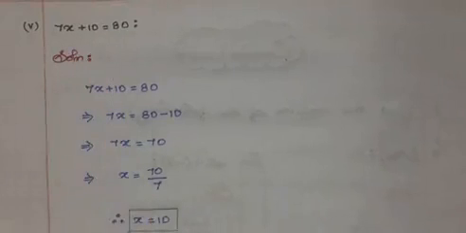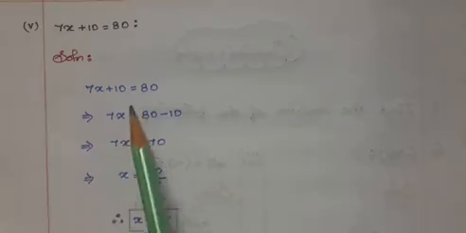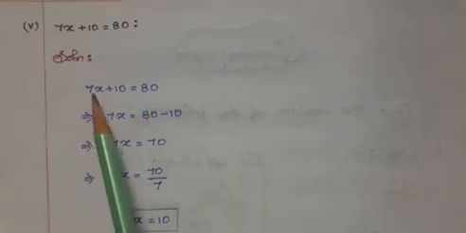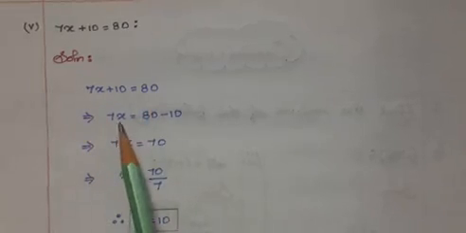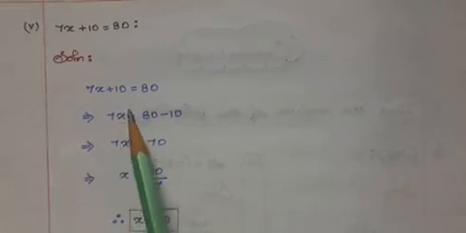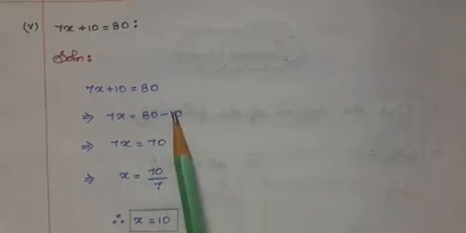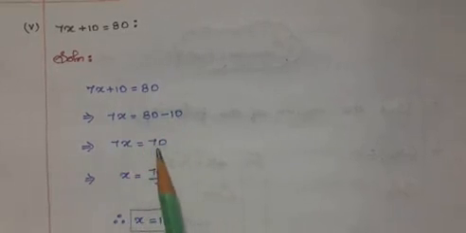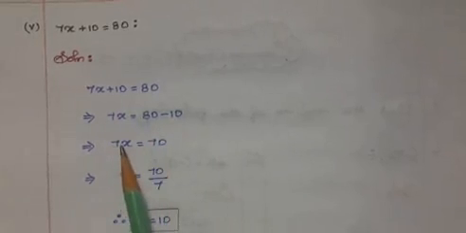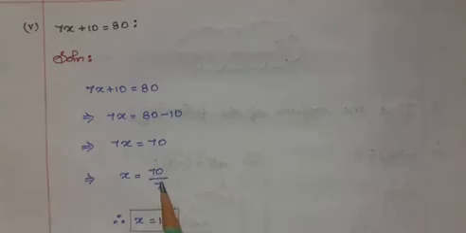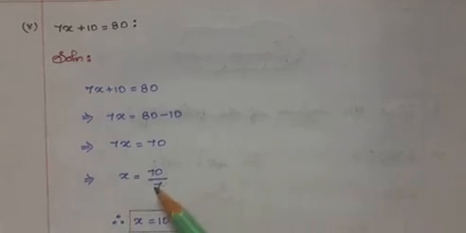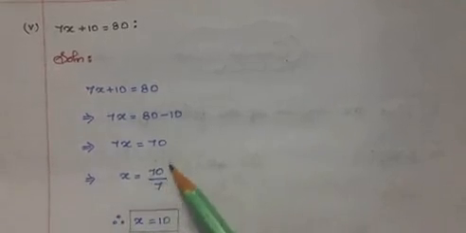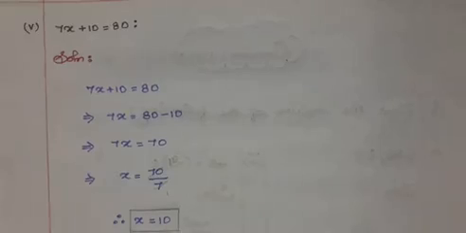Fifth part of the third question: 7x plus 10 is equal to 80. Solution: 7x plus 10 is equal to 80. This implies take the unknown side on the left hand side. So, take this plus 10 to the other side, it becomes minus 10. 7x is equal to 80 minus 10, which is 70. So, 7 is in multiplication. When it goes to the other side, it becomes division. x is equal to 70 by 7. 10 sevens are 70. Therefore, x is equal to 10.